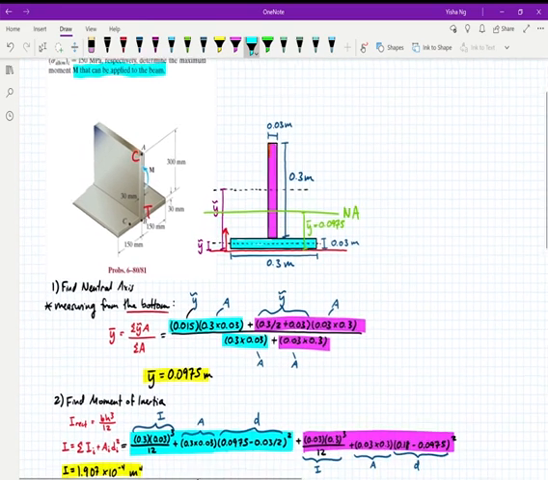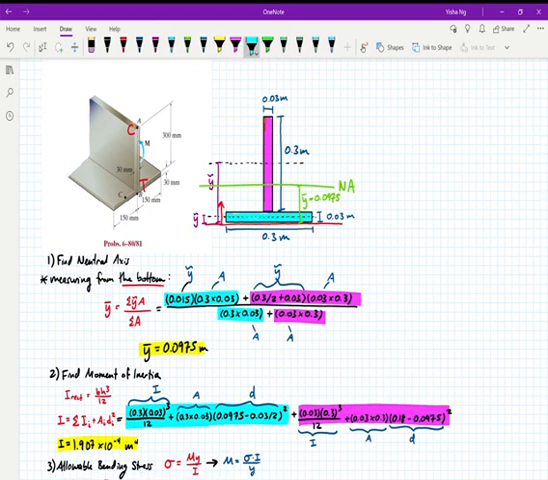So what we're going to do is measure everything from the bottom, right here, this red line. This is my reference point for all of my measurements. I'm going to find y bar, my neutral axis, by taking the sum of all of the intermediate parts. I've broken the T into two different parts, and I'm going to find the y bar and the area for each of them and plug them into this equation.